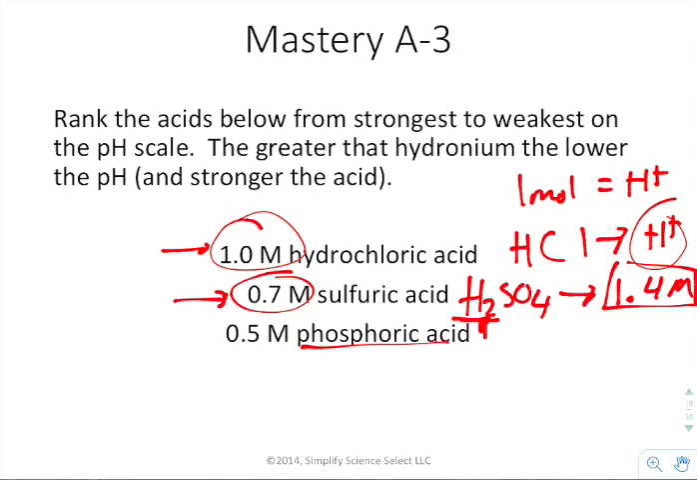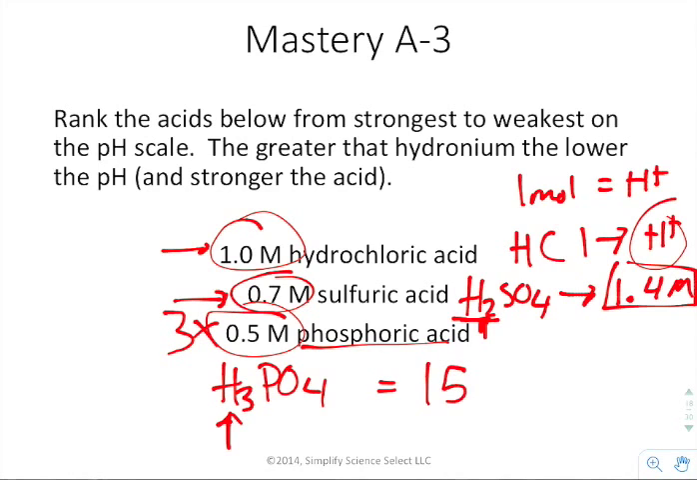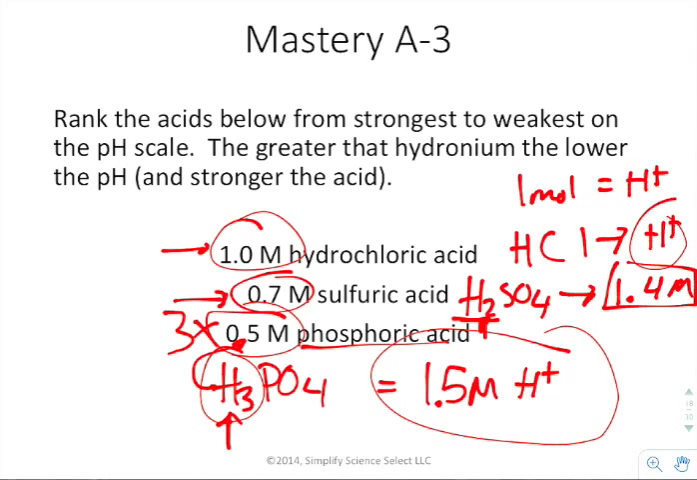And finally, you have phosphoric acid. Phosphoric acid is H3PO4, and when you look at H3PO4, you see that there are 3 potential hydronium ions to dissociate. So you can take this 0.5 and multiply it by 3, and that would give you a molarity of 1.5 molar for the hydronium ions. So because there are 3 available, you have to say, okay, well, that means that it's 3 times that concentration available. So the strongest acid is going to be our phosphoric acid. The weakest acid in this particular case is going to be the hydrochloric acid.